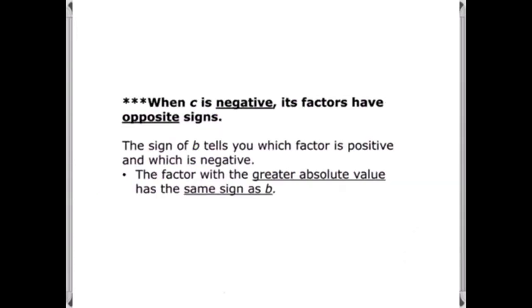All right, so when C is negative, its factors have opposite signs. In this case, the sign of B just tells you which of the factors is larger. If your B value, when your C value is negative, is positive, that means the positive factor is the larger number. If it's negative, that means the negative factor is the larger number.